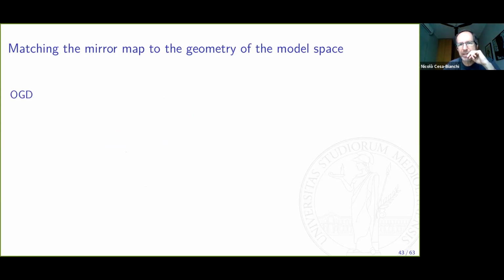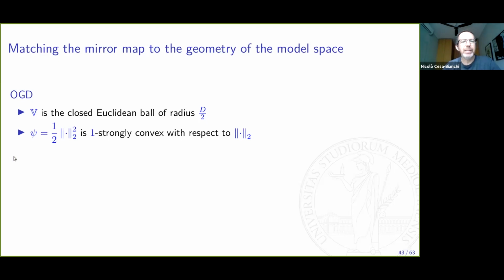First of all, online gradient descent, where the decision space is the closed Euclidean ball of radius d halves. For the mirror map, we take the Euclidean distance because we have Euclidean balls. So the Euclidean distance is an ideal partner, and this mirror map is one strongly convex with respect to the Euclidean norm. No surprise here: my Bregman divergence is the Euclidean distance. Everything is nice and dandy here.